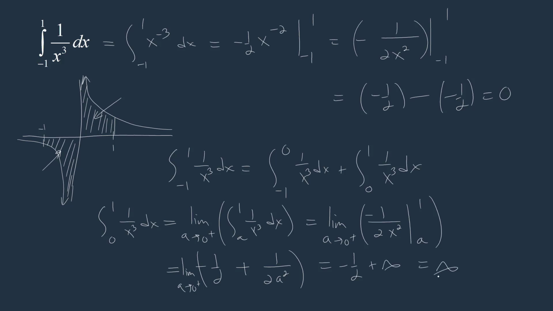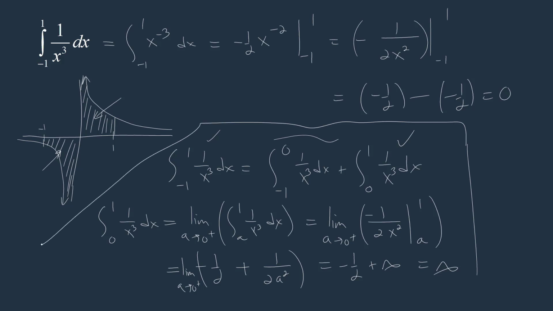So it diverges. And since this one diverges, I don't even have to check that one. I don't care. This one also diverges. So from this work, the correct work, I can then say that the integral from -1 to 1 of 1 over x cubed dx just plain diverges. So don't use your intuition, use the definition.